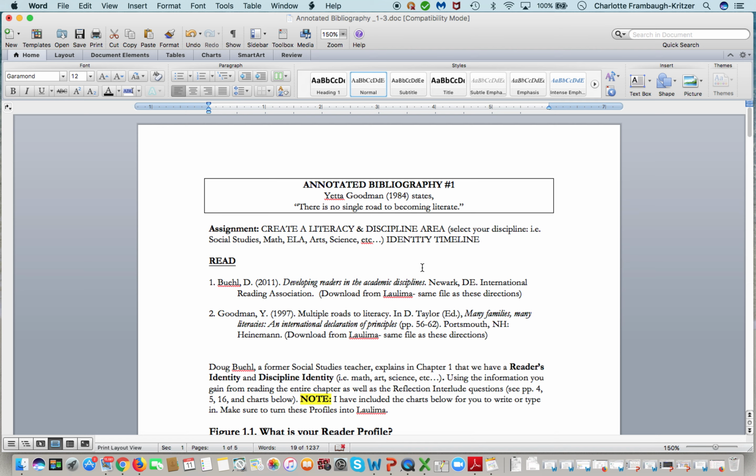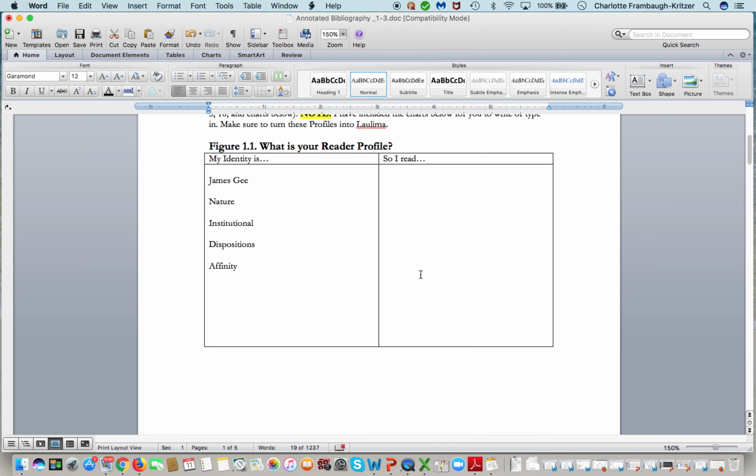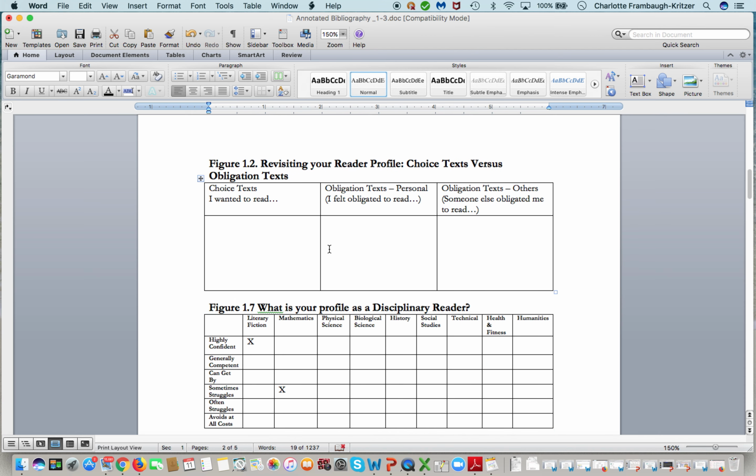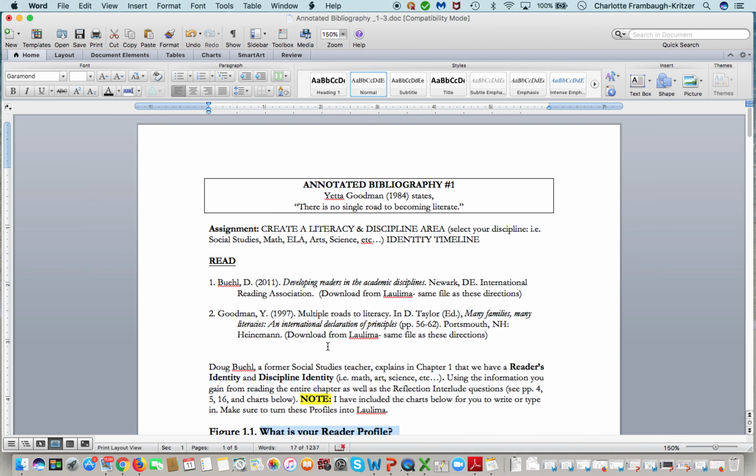And I cannot wait to read your timeline events and these literacy profile boxes. Again, you will upload these as well. You can do it all in one document, or you can do it in two to three different documents. It's all up to you. As long as it's all there, you will be meeting the expectations of this assignment.